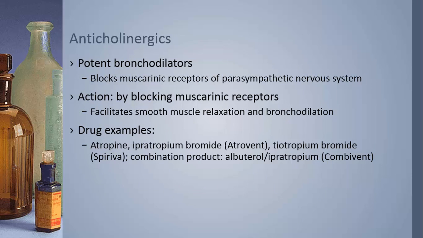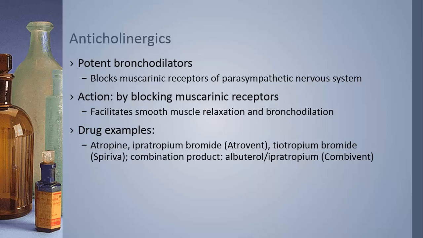All right, so now we're on to anticholinergics. These are potent bronchodilators. They block the muscarinic receptors of the parasympathetic nervous system. And by blocking the muscarinic receptors, this will facilitate smooth muscle relaxation and bronchodilation. If you didn't block them, then these muscarinic receptors produce smooth muscle contraction and bronchoconstriction, so it's quite the opposite.